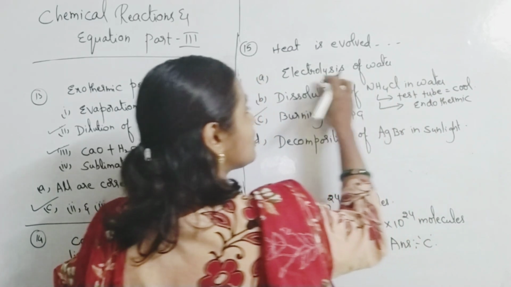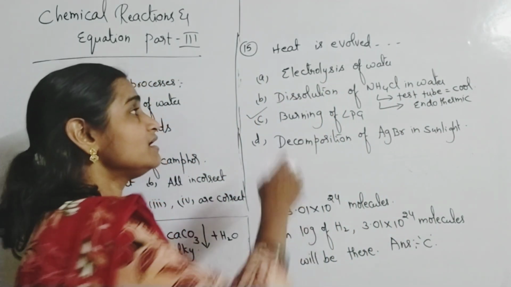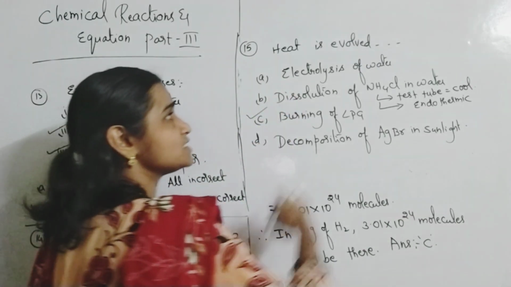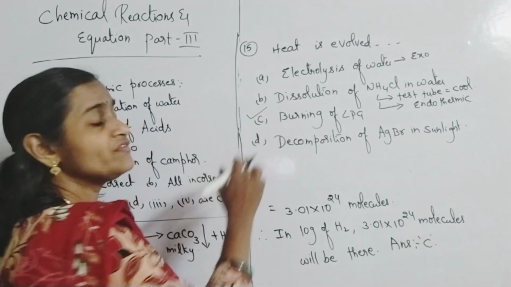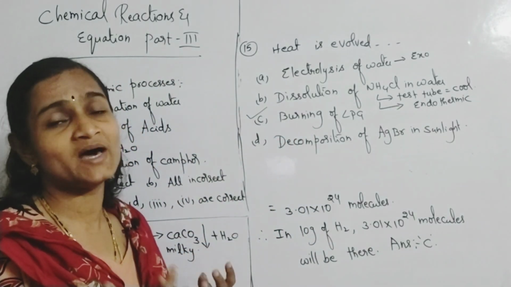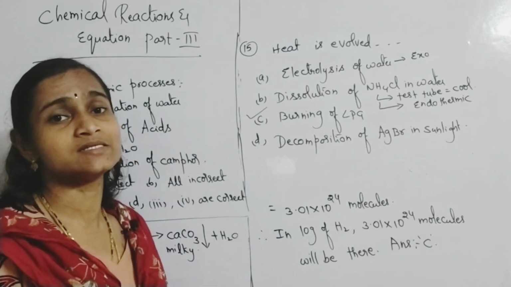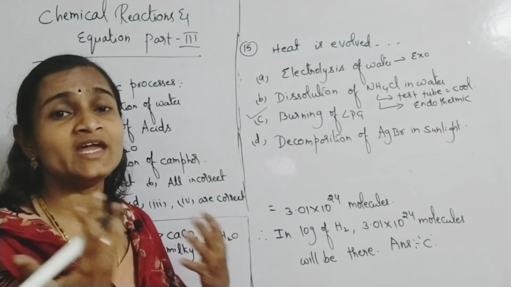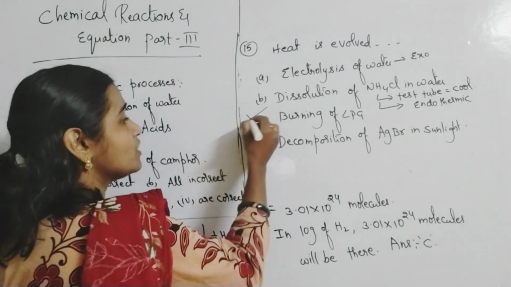And in electrolysis of water, generally heat will be evolved only. But when you compare these two, the amount of heat liberated is more in the burning of LPG than the amount of heat released during electrolysis. Where more heat is released, you choose that as the correct option. So your option is what?